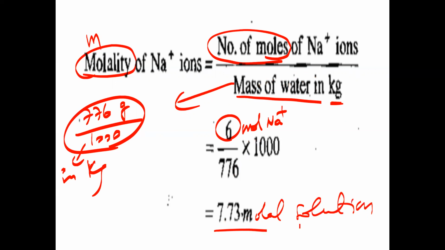So what is the solution molality? 7.73 molal. Small m indicates molal, meaning moles per kg. 7.73 moles per kg. What does it mean? 7.73 moles of Na2S2O3 per 1 kg solvent. Per 1 kg solvent means per 1 kg water. In 1 kg water, 7.73 moles are present.